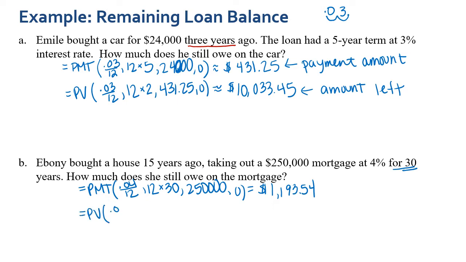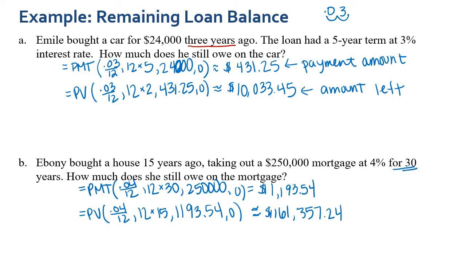To figure out what she still owes after 15 years of payments, we use that PV formula. So it's going to be 0.04 divided by 12. 12 times, so now the number of years, so she's paid for 15 years on a 30-year loan. So that means she has 15 years left. And then again, her payments are $1,193.54. And so this ends up giving about $161,357.24.